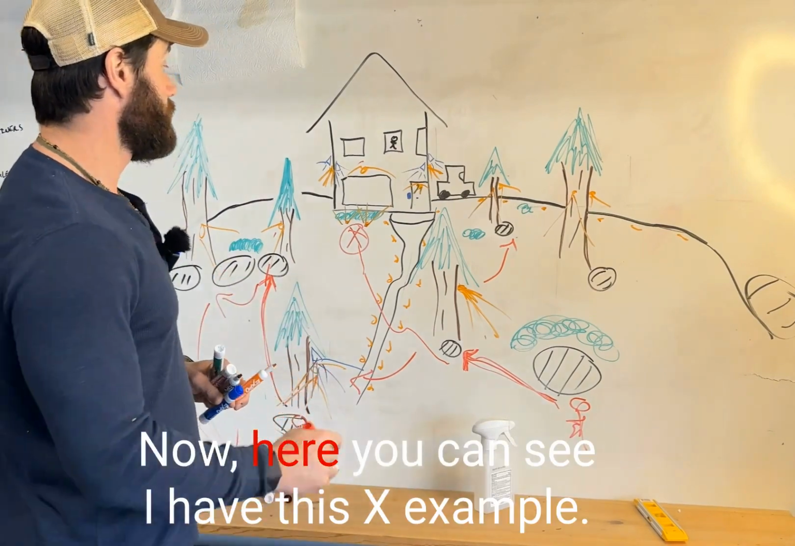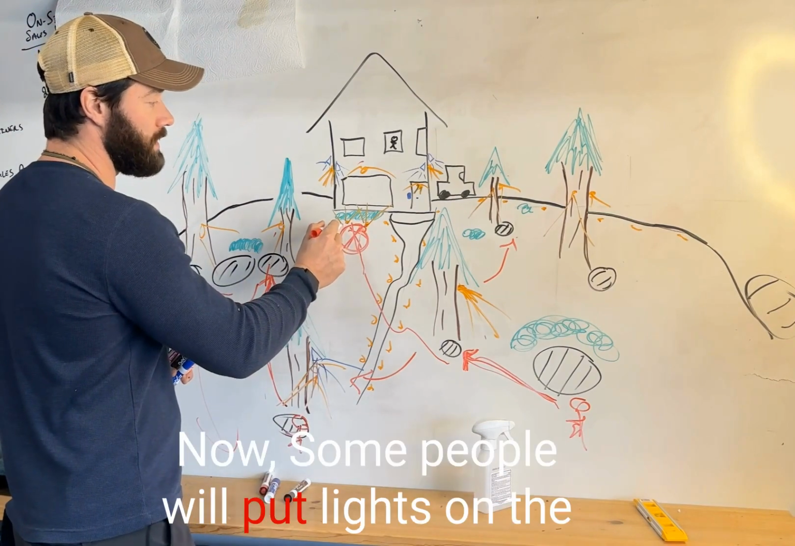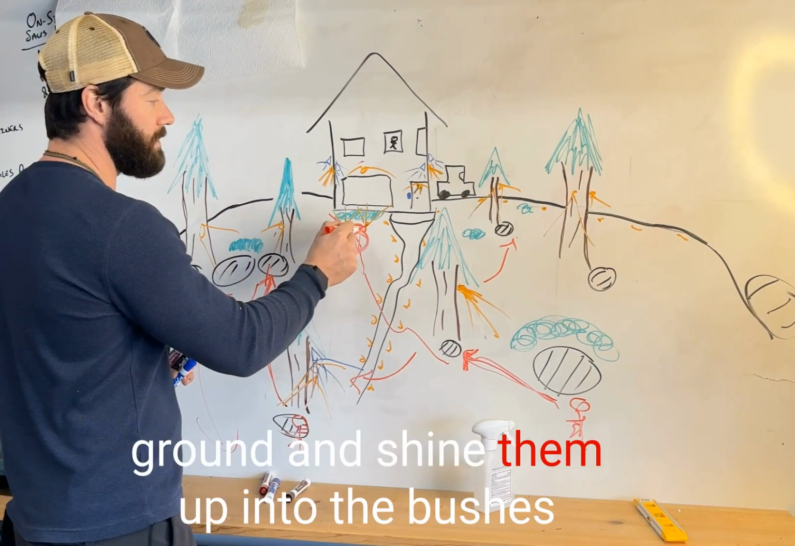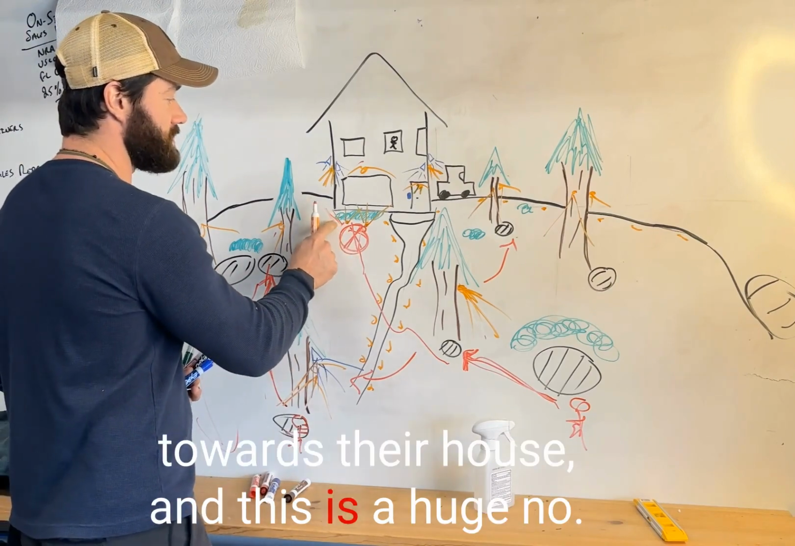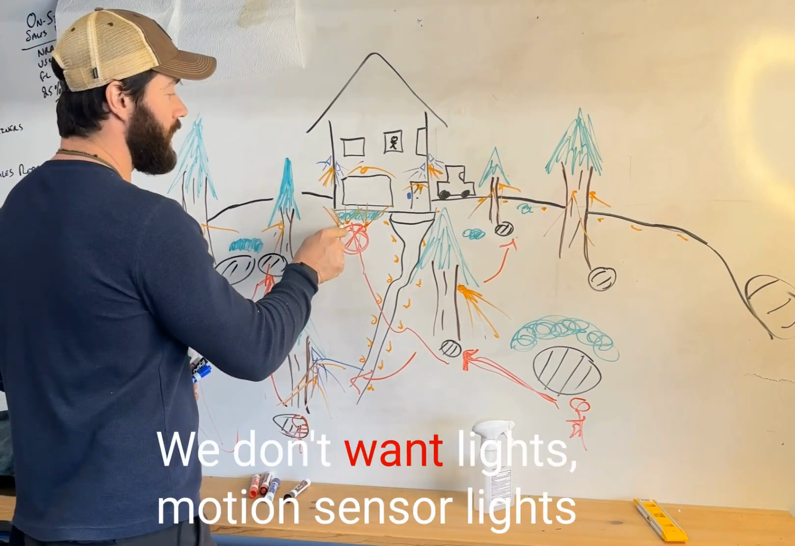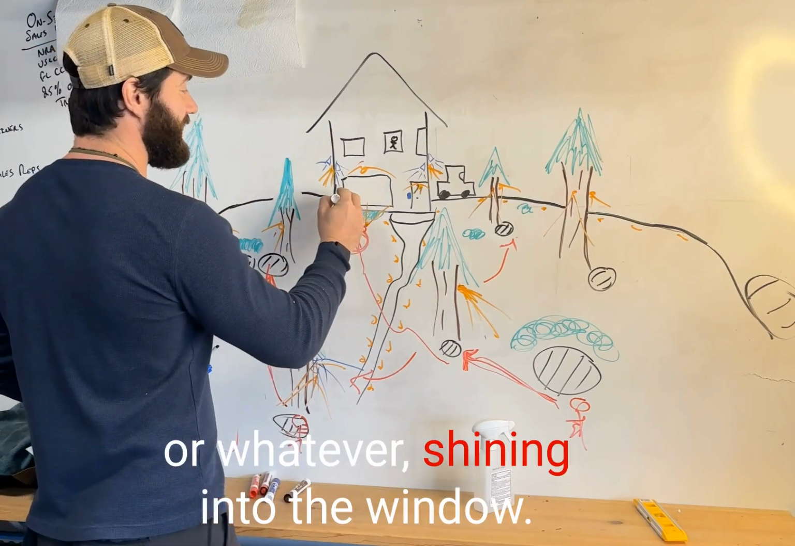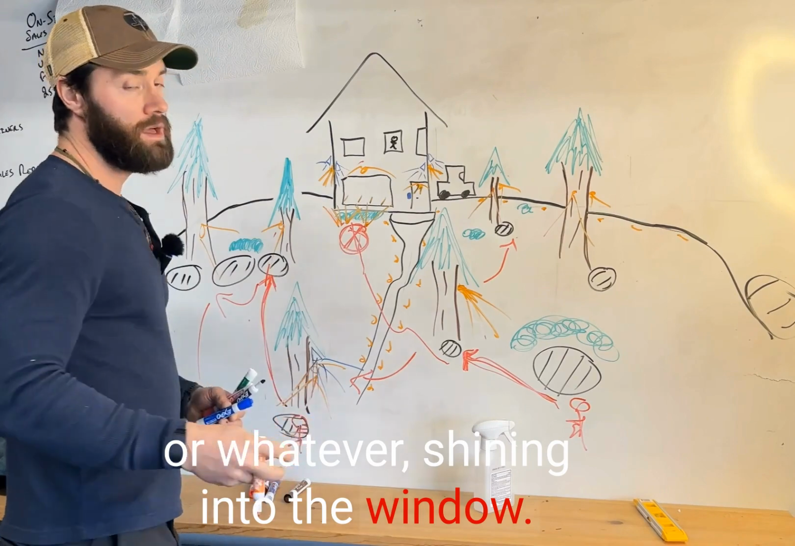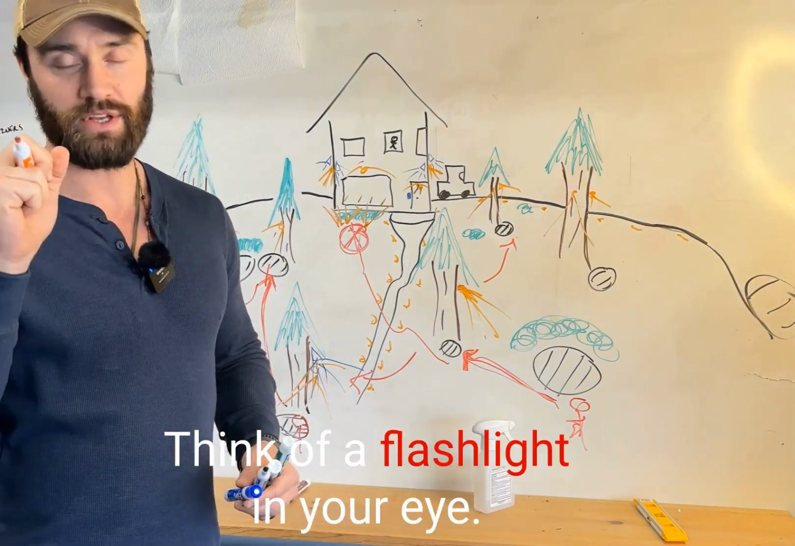Now, here you can see I have this X example. Some people will put lights on the ground and shine them up into the bushes towards their house. And this is a huge no. We don't want lights, motion sensor lights or whatever, shining into the window. What that's going to do is that's going to block out our ability to see anything. Think of a flashlight in your eye.